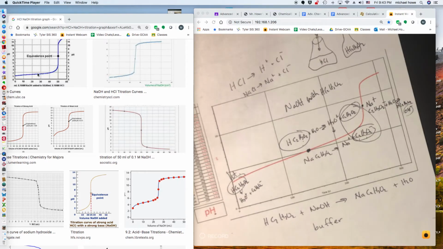All right, and I kind of left you hanging on the buffers in class today, and I think I'll probably leave you hanging for the year on how buffer systems work. So if you'd like to know more about those, you have to do the AP class.